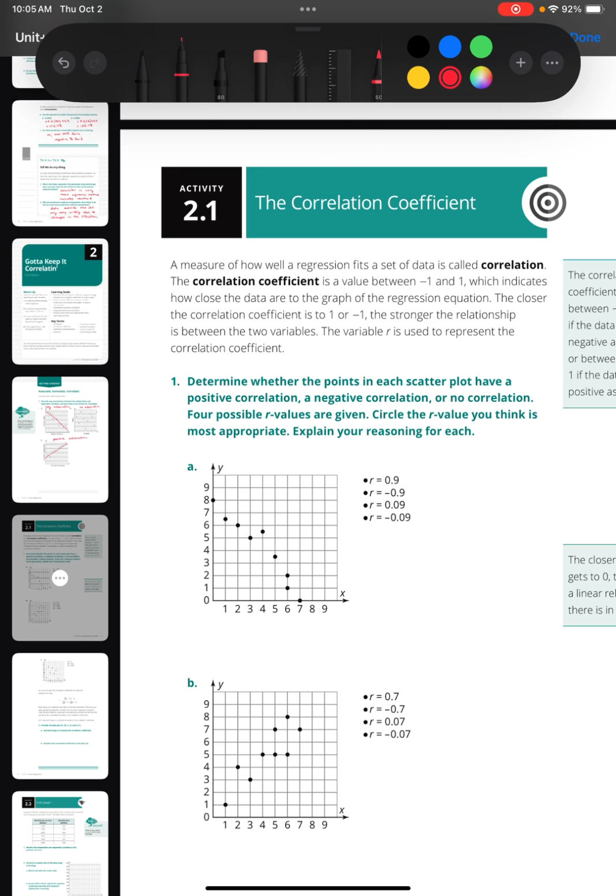Negative would just be it's going down, a negative association. Positive, it's going up. So close to -1 would be a strong negative correlation. Close to +1 would be a strong positive correlation.